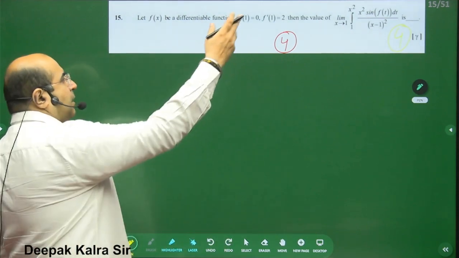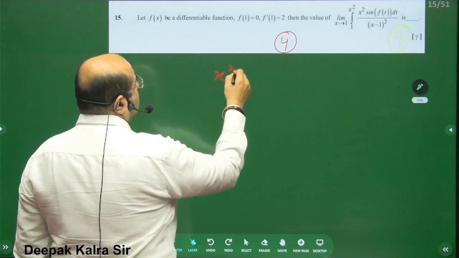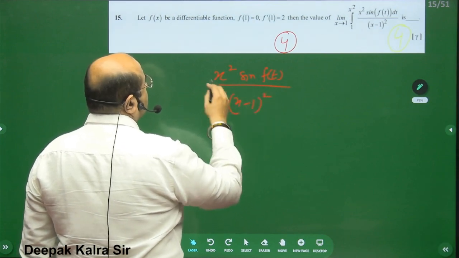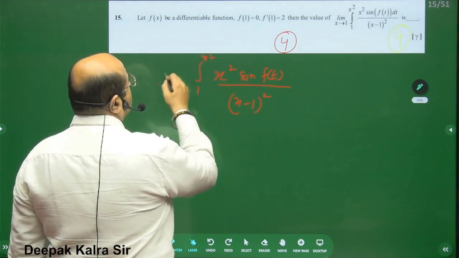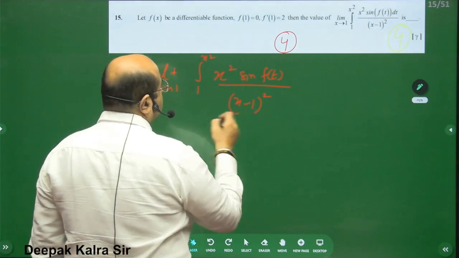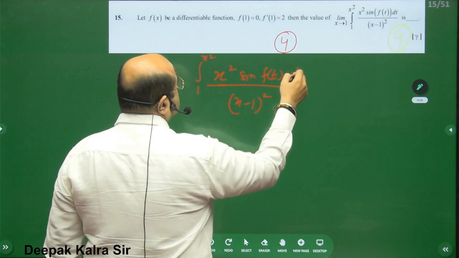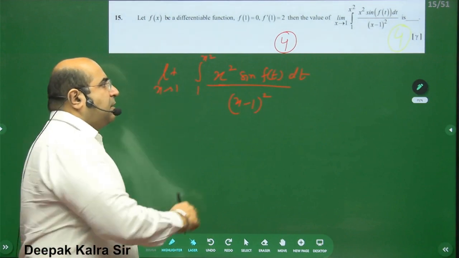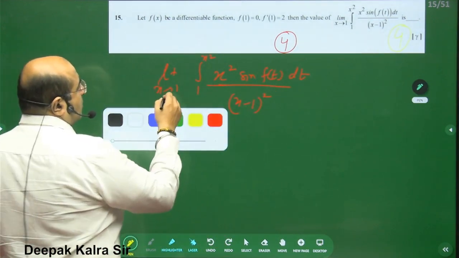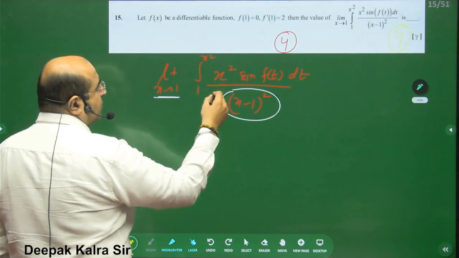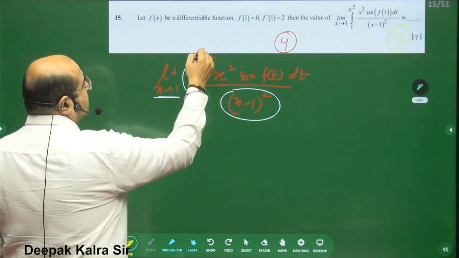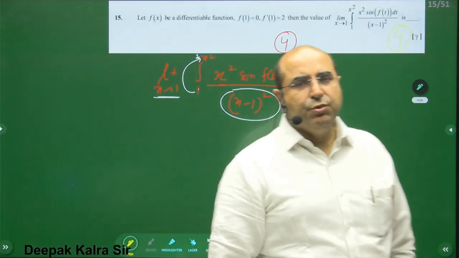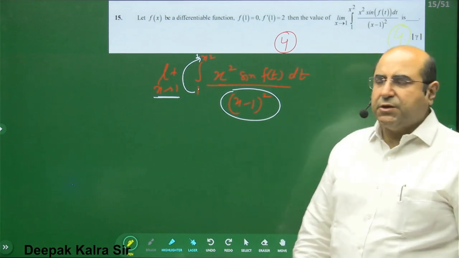Okay, I'm doing that. Understand, x square times sin f(t) over (x minus 1) square is there. Take the integral, x approaches 1, and the integral is applied to this dt function. So I've taken the lower one out because it is a constant. Now on applying limits, the denominator becomes 0, the numerator becomes the limit, again the answer is 0. So 0 over 0 form, apply L'Hopital's rule: differentiation of up and differentiation of down.